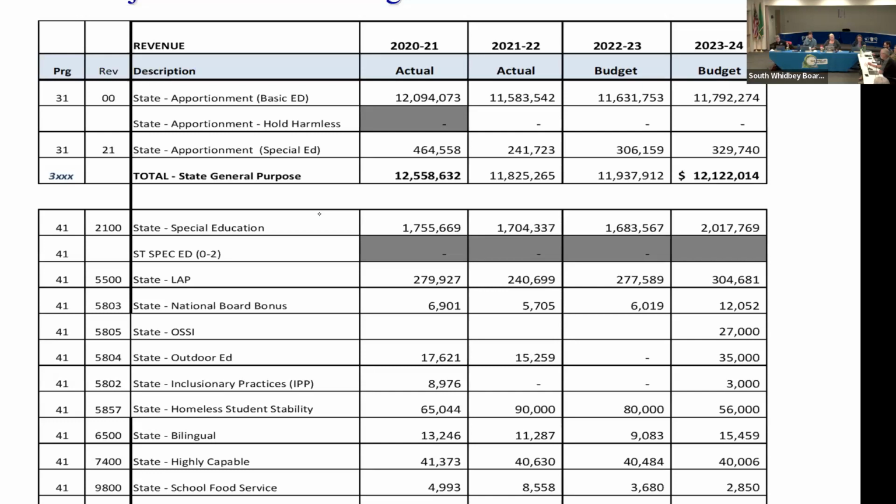Then they have national board bonus. We have a couple teachers that are nationally certified. We get the money, we give it to them. It's just a flow through. The OSSI, we had talked about that earlier. We're getting a $27,000 grant to help offset costs of that. There's an outdoor ed grant that's predominantly used in this building for about $35,000. Couple small grants in there.